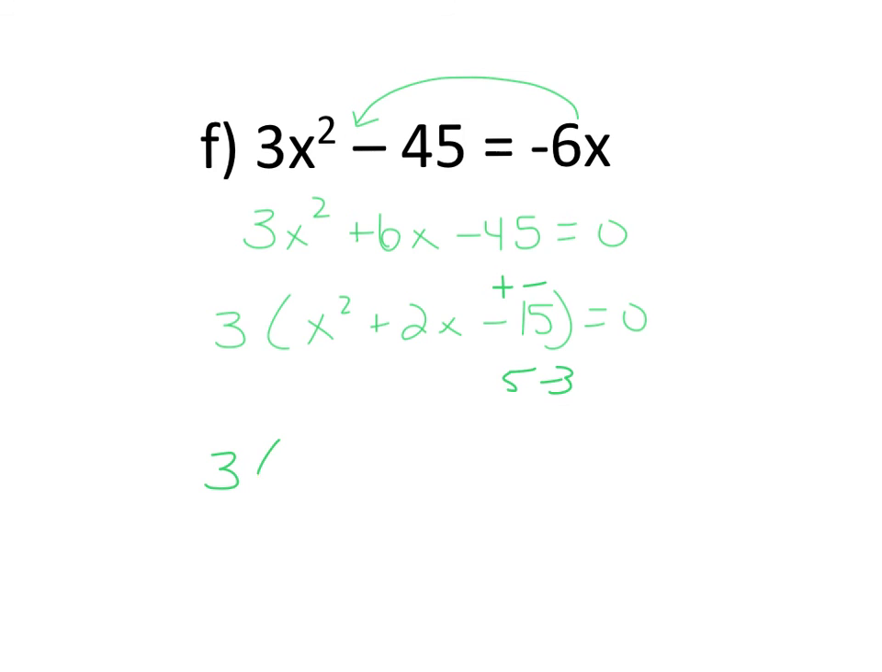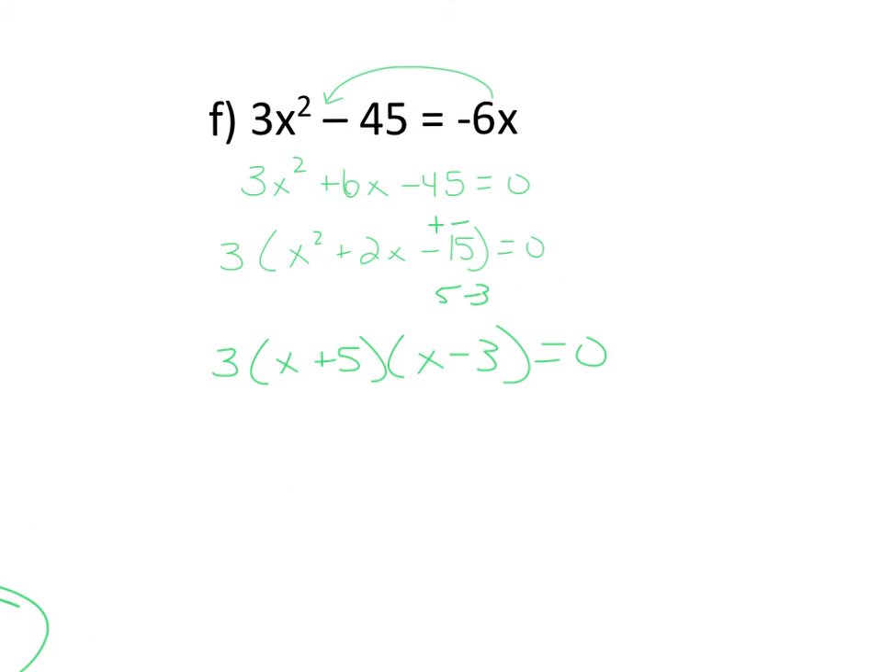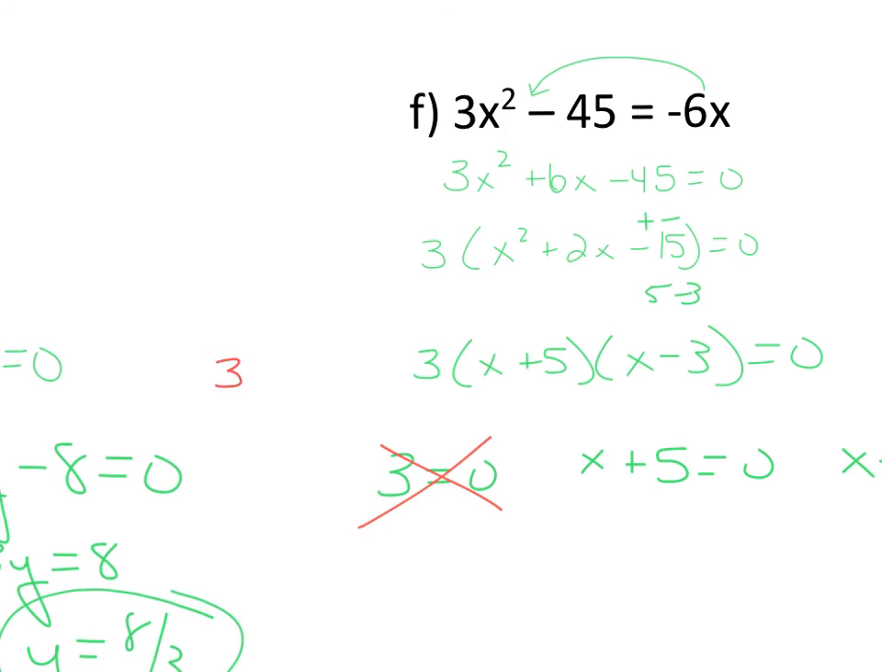So now the 3 stays out front. I've got x plus 5 and x minus 3 equal to 0. Now, in this case, again, you set all parts equal to 0. So 3 equals 0, x plus 5 equals 0, x minus 3 equals 0. Now, on this first one right here, this doesn't make sense. 3 cannot equal 0, so we just throw it out. Be careful, though. If for some reason there was an x on it, and it was 3x equals 0, now you have an answer. You can divide by 3 and say x equals 0.